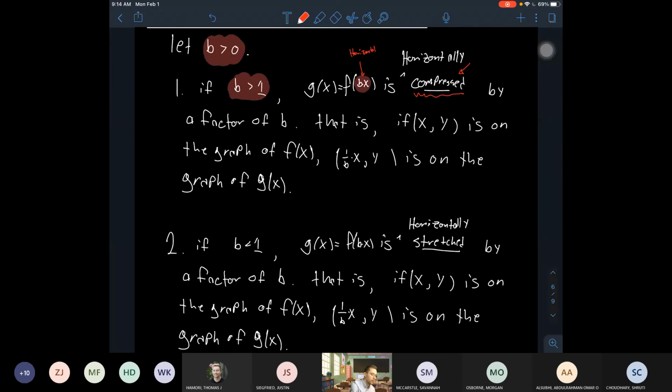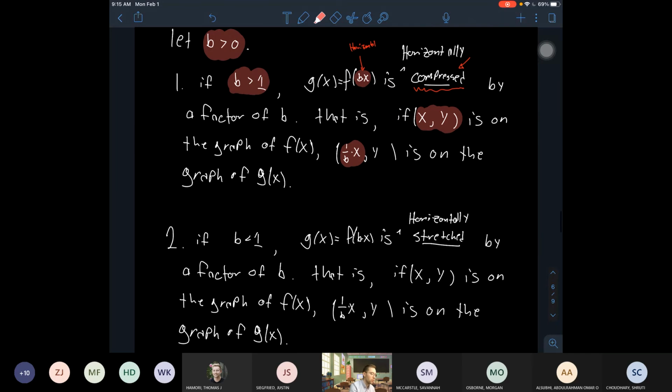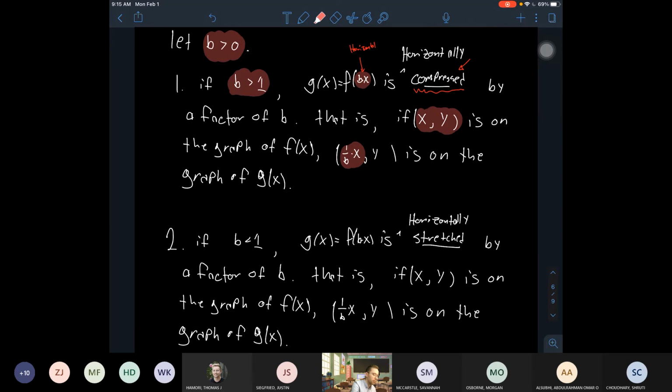And if you're keeping score, what this means is that if x comma y is on the graph of f of x, then 1 over b times x comma y is going to be on the graph of g of x. And that's going to show you why when b is larger than 1, we actually get a compression, because if b is larger than 1, this means that 1 over b times x is actually less than x was originally. That is what is going on there.